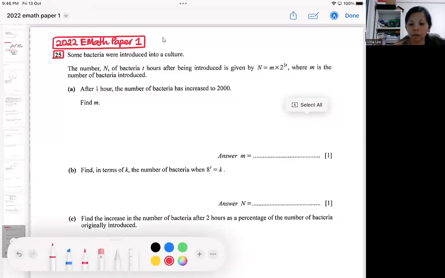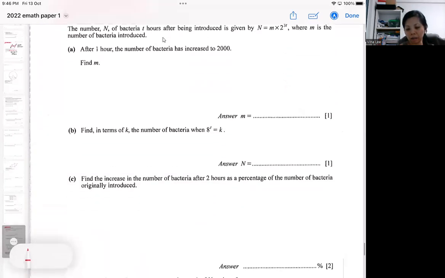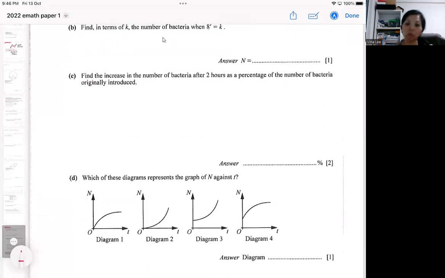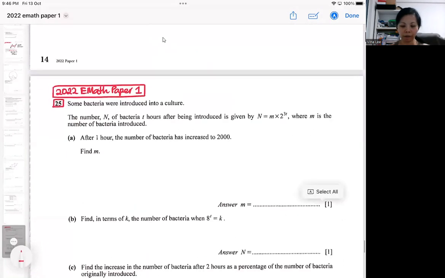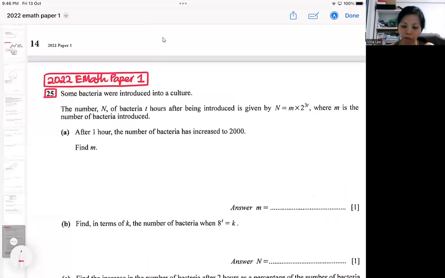This question basically makes use of exponential functions. That means it is testing you on exponential equations or functions, and at the end of it, there's a little bit of graph knowledge. So it is from the power function exponential graph. Okay, so I will start off by explaining the equation first.